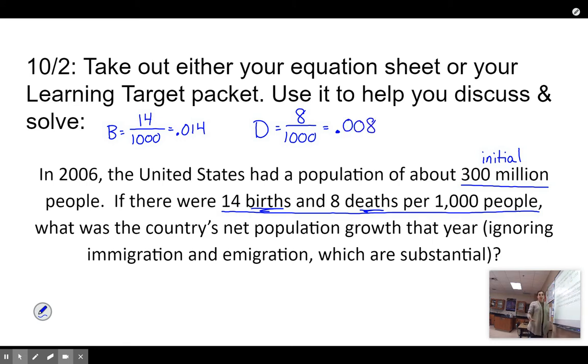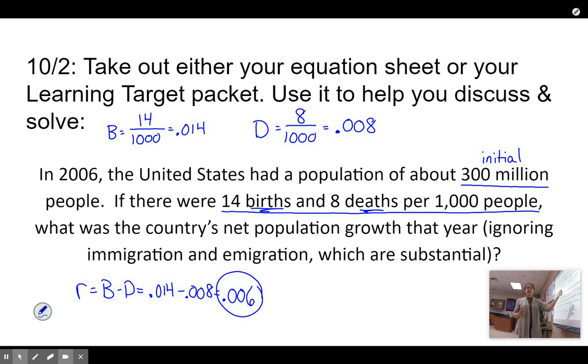And so, of course, our net population growth is going to be the number of individuals added through birth minus those subtracted through deaths. So the overall rate is going to be births minus deaths, which is going to be 0.014 minus 0.008, which, if my math is right, is 0.006. So that's my per capita rate of increase of this population. So now I could take that 0.006 times 300 million, and that would tell me how many new individuals were added to the population that year. I'll let you do the actual math, but I wanted to just get that idea out there of converting this to kind of a per capita number.